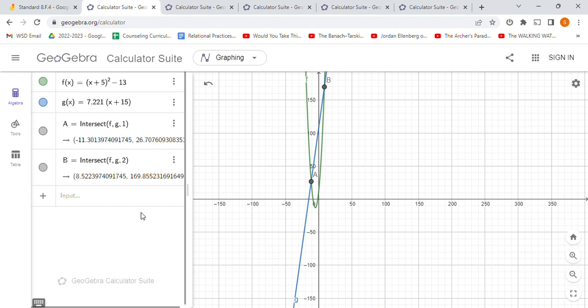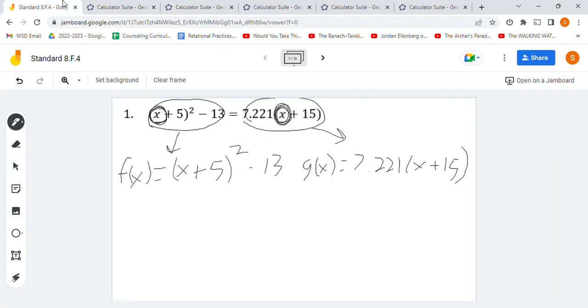Now our original equation only cared about the x value, so I'm going to take the x value for each of these, which is negative 11.3 and 8.5, and those are our two possible solutions. So we have x equals negative 11.3 and x equals 8.5. Those will be our two solutions for this question.